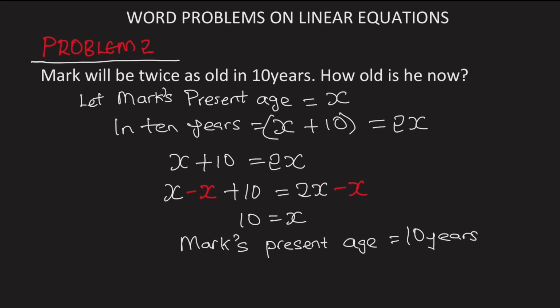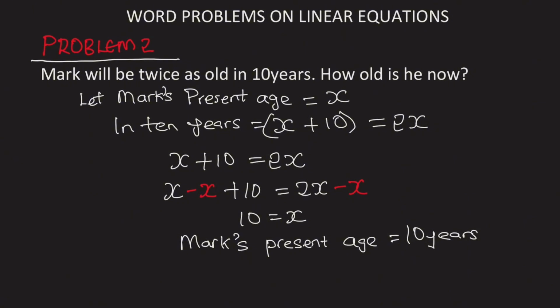Okay, you could see by doing a quick check that if you multiply 2 times 10, it gives us 20 years, and 10 added to 10 years is also going to give us 20 years. So that's the way we could do a check to know if our answer is correct.